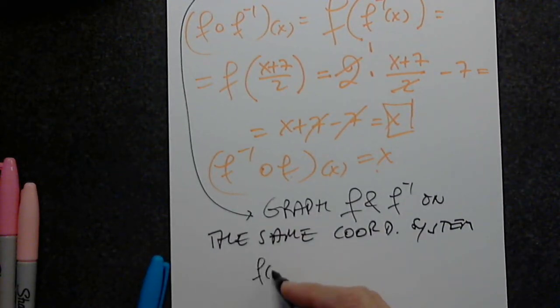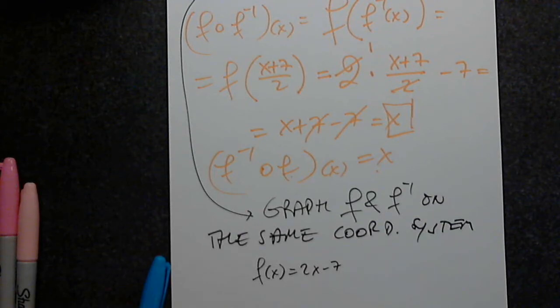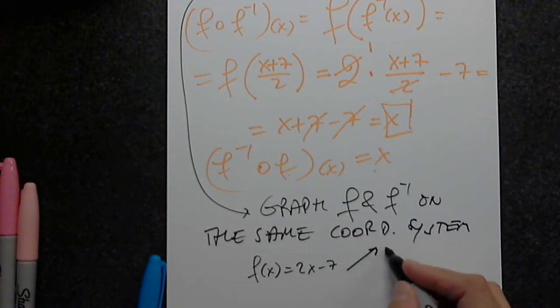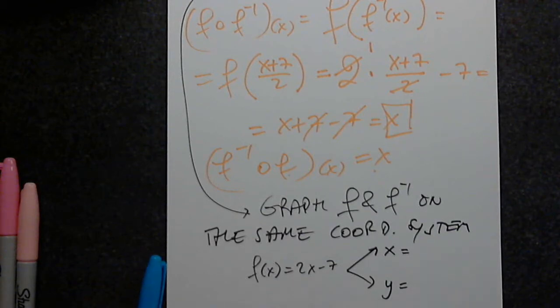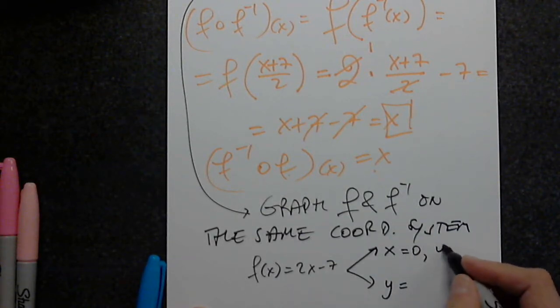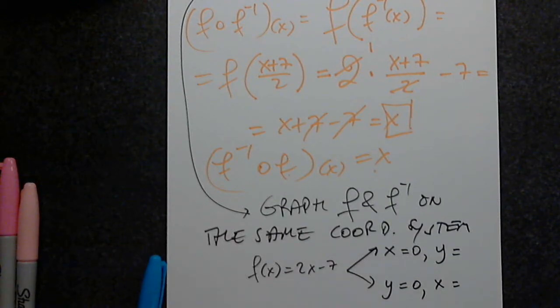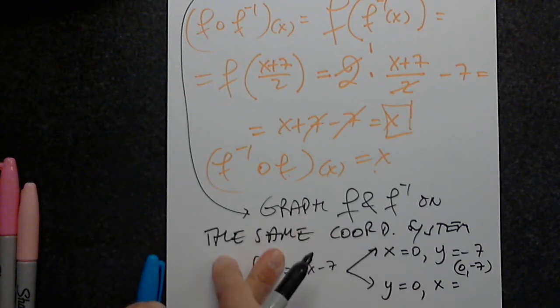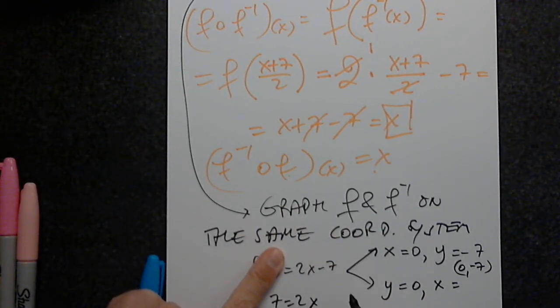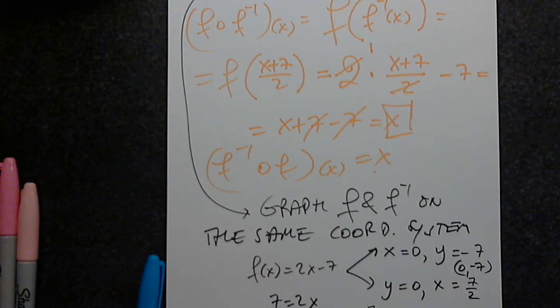Okay, so for f of x equals 2x minus 7, we want to find the x-intercept, and we want to find the y-intercept. When x is 0, what do we get? And when y is 0, what do we get? X is 0, y is negative 7. Of course. So (0, negative 7). And when y is 0, we have to move 7. So we have 7 equals 2x, or x equals 7 halves, or (7 halves, 0). Is this okay so far? These are the x and y intercepts.